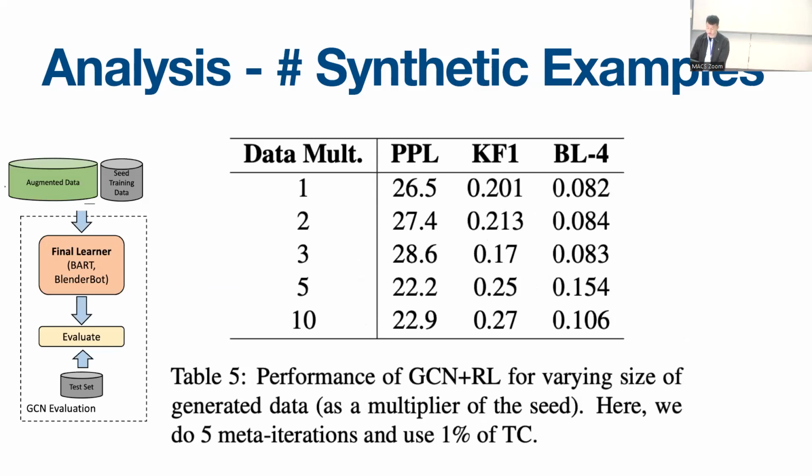We also analyze the performance of GCN with respect to the amount of generated data. We vary the amount of synthetically generated data as a multiplier of the size of the seed data. 1 means the number of generated examples is equal to the amount of the seed data. 10 means the number of generated examples is 10 times the size of the seed data. We see a similar trend as with the increase of the GCN iteration: perplexity dropped from 26 to 22, and knowledge F1 increased from 0.20 to 0.27. This means that the generator is able to learn the distribution of the data from the seed examples and generate more diverse, high quality examples as the number of generated examples increases.